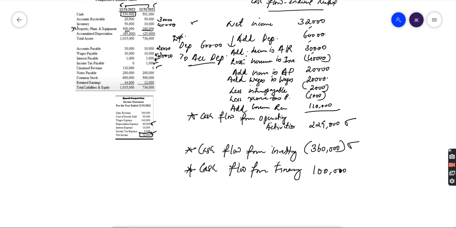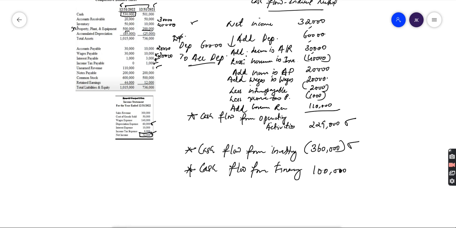Let's see if any dividends were paid. How do we see this? The retained earnings at the beginning of the year was 12,000. Then we earned 32,000 in profits, so that might have gone to the retained earnings. So 12,000 plus 32 is 44. That means there is no change in retained earnings, which means that we did not pay out any dividends. That's what it shows. So we're done with that.